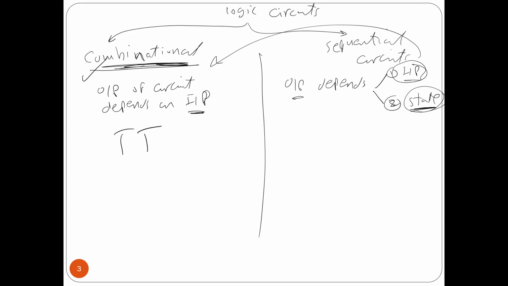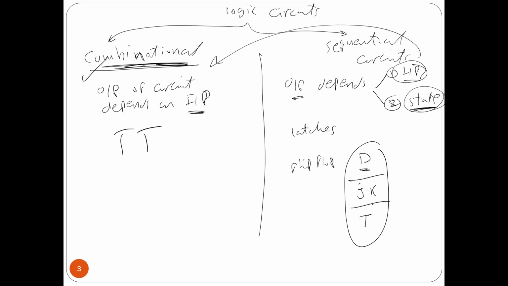Then I explained different types of latches. I started to explain one flip-flop last time, which is the D flip-flop, and I started to talk about the JK flip-flop. Today I'm going to talk about the T flip-flop. So we have three types of flip-flops: D, JK, and T. In latches I talked about the D latch, and what else? SR, right? SR and D.